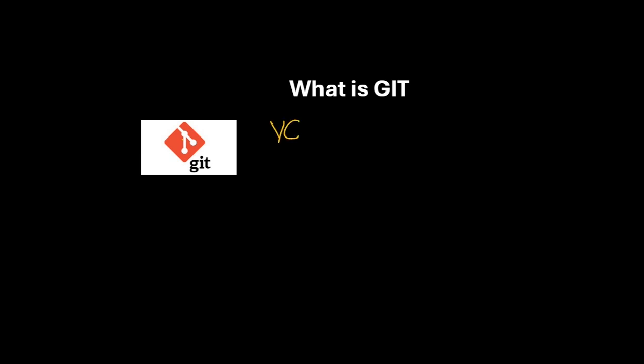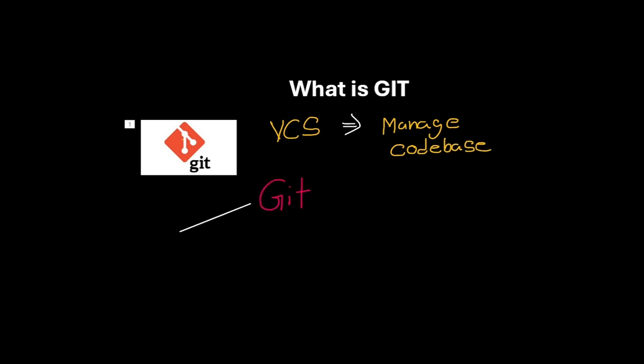Git is a version control system that is primarily used to manage code bases. Git allows multiple developers to work on projects simultaneously without overriding each other's changes. It keeps a history of all changes, making it easy to roll back to a previous version if needed.